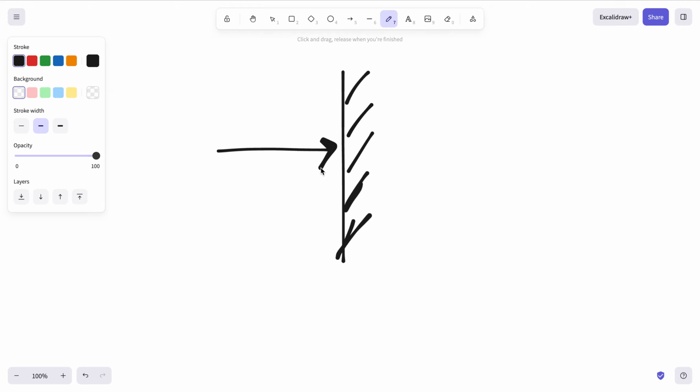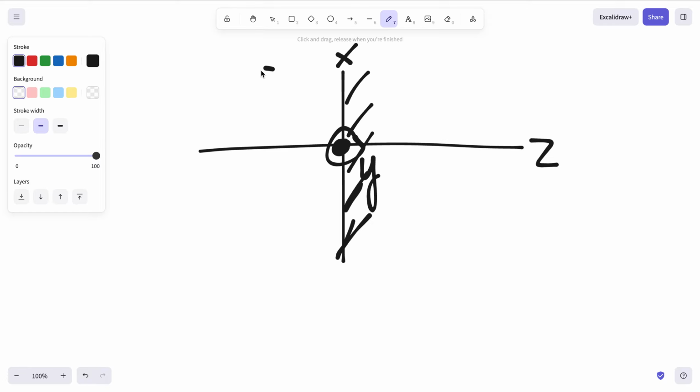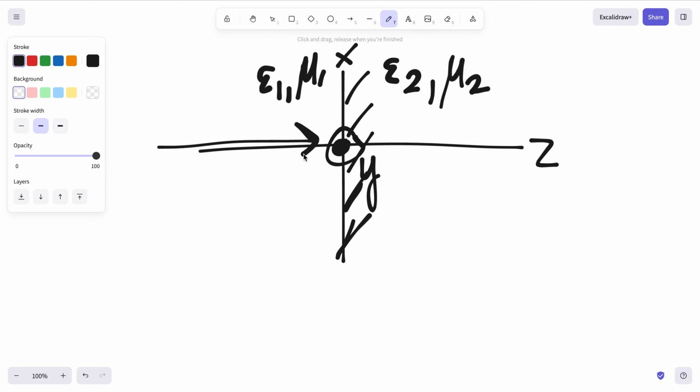So to draw this out, we have our x component pointing upward, a z component, and then a y component that points inward towards the screen. And we have two different media, one which can be described with the parameters epsilon 1, mu 1, and the other which can be described by the parameters epsilon 2, mu 2.